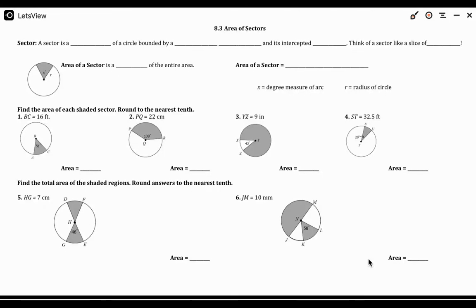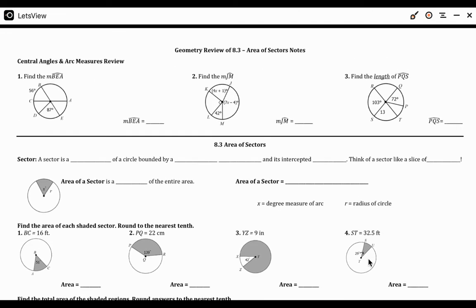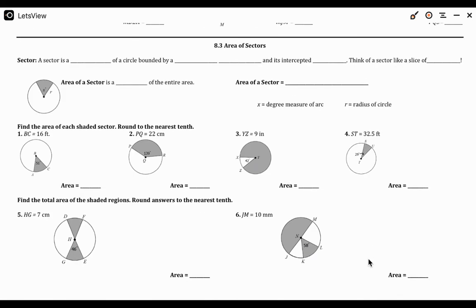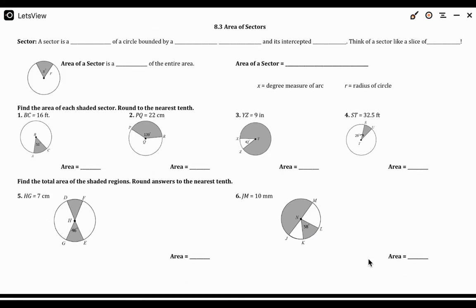Okay, this is 8.3, area of sectors. I'm skipping these couple of review problems at the top. Notes are posted and we have gone over this before, so I'm just trying to make the video quicker. I'm starting right here with the definition of a sector.